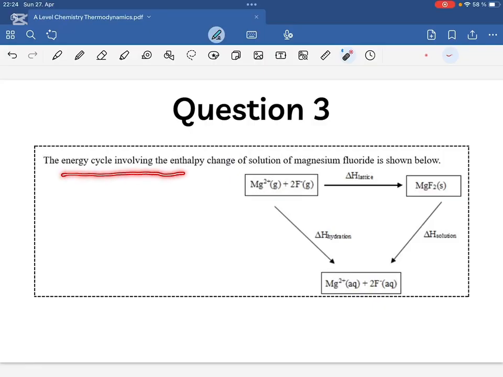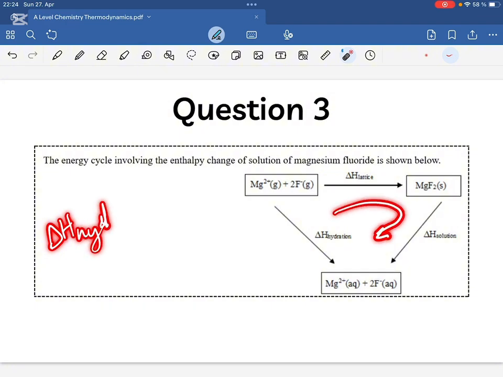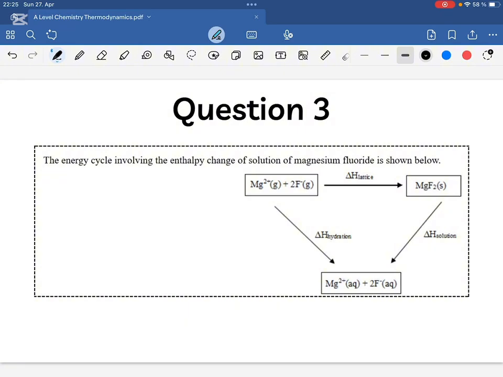The energy cycle involving the enthalpy change of solution of magnesium fluoride is shown below. So here we have the delta H lattice, the delta H hydration, and the delta H solution. Now we know that delta H hydration is going this way, so it's going to be equal to the delta H lattice plus the delta H of solution. So let's just write that delta H hydration is equal to delta H lattice plus delta H of solution. And you need to memorize this equation. It's better to memorize it.